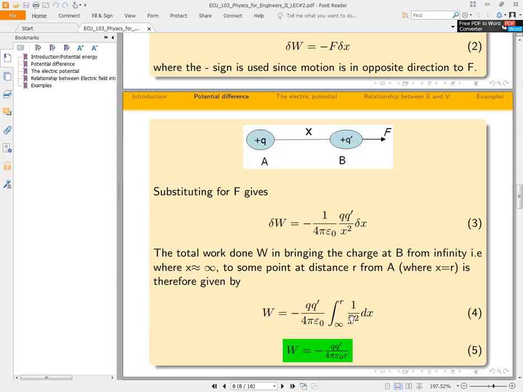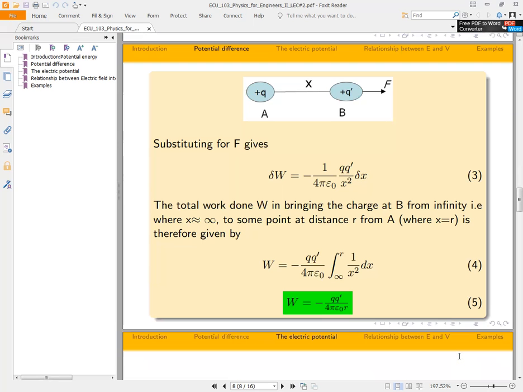You know how to integrate 1 over x squared. You do that, and then you substitute infinity and r. Remember, the negative will still be there because of the infinity. You will just carry it out properly, and when you substitute infinity, you will find that equation number 5 is what you'll get. Make sure you carry out this integration in equation number 4 and you verify that equation number 5 is indeed what you get by integrating number 4.